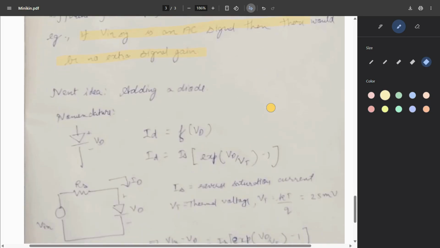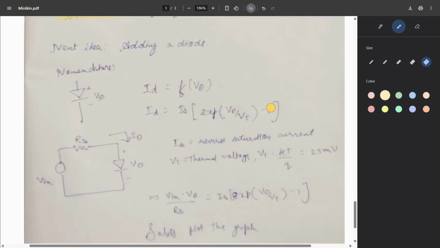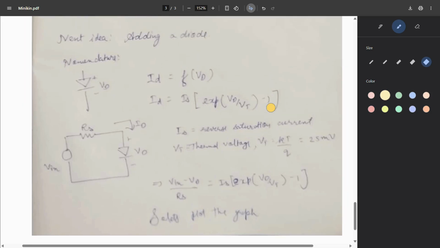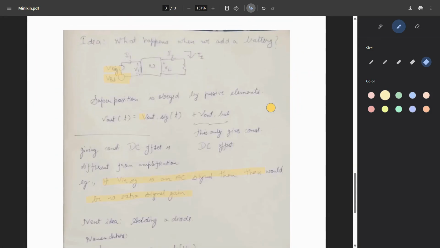So the next idea is adding a diode, which we would cover in the next part of this video, so stay connected with this. Okay, thank you.